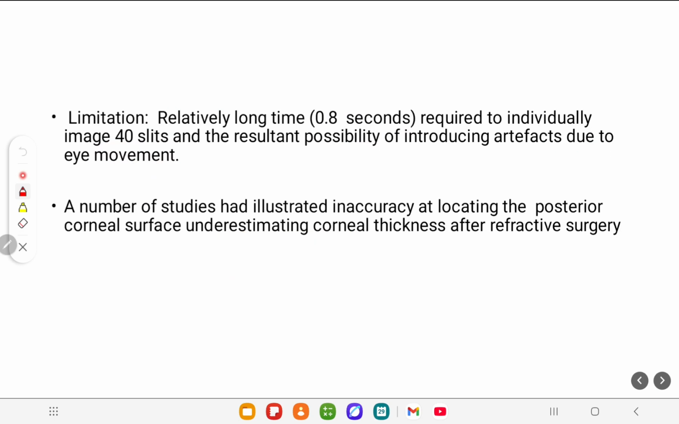So the limitation is a relatively long time. It takes 0.8 seconds for an individual image of 40 slits, and there is a possibility of introducing artifacts due to eye movement. A number of studies have illustrated inaccuracy in locating the posterior corneal surface, underestimating the corneal thickness after refractive surgery. So that's why studies have shown that, but yes, for the posterior surface we have to give credit to slit scanning. After that, Scheimpflug definitely does its work best till now.